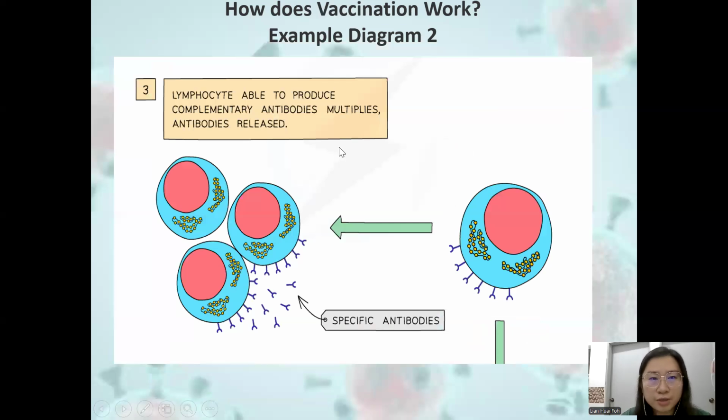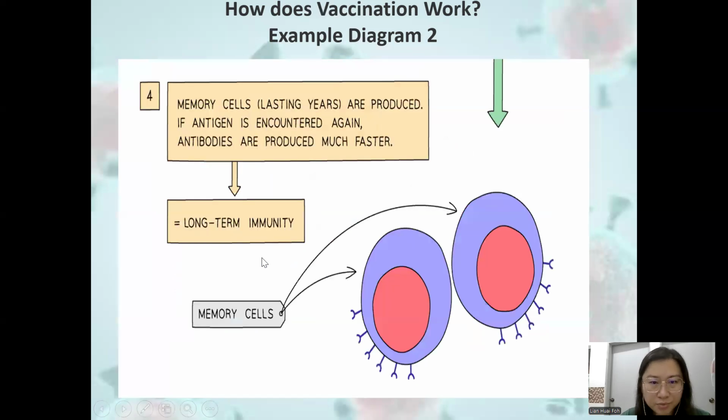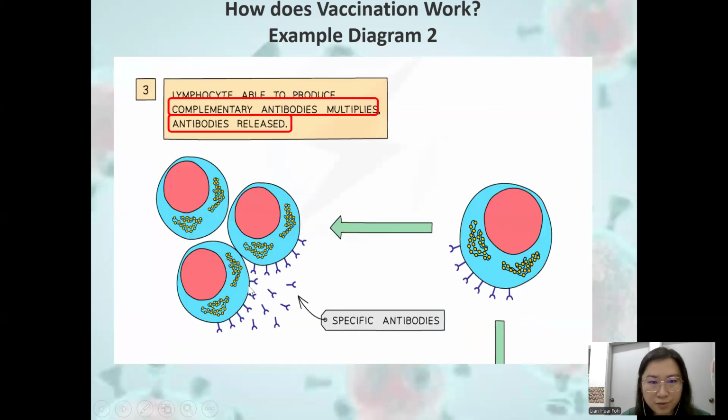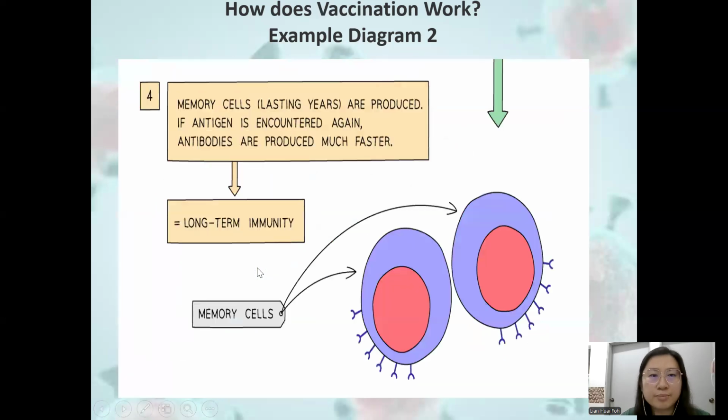The lymphocyte will be able to produce the complementary antibody, multiply it, and the antibody will be released. They will bind on the surface of the pathogens and destroy them. At the same time, when the antibody is produced, the memory cell will also be produced, and this can last for years.